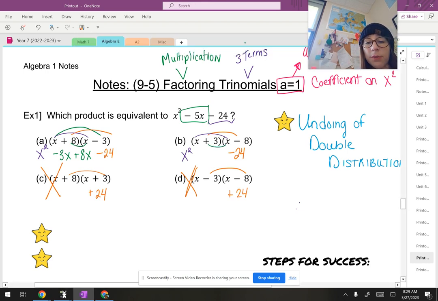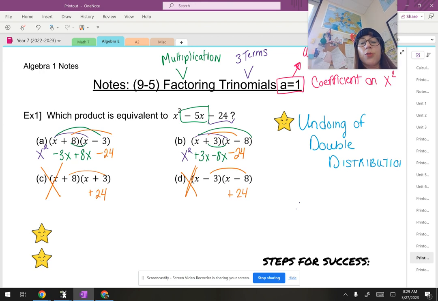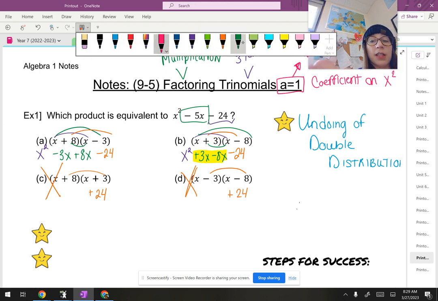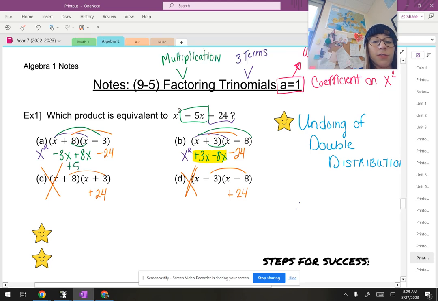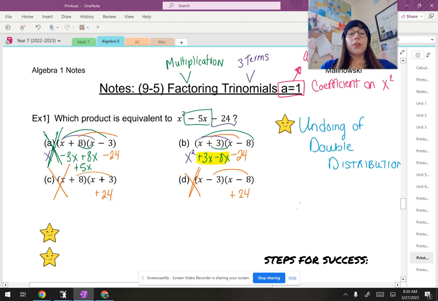And then here, we'd have a positive 3x and a negative 8x. So which one of those is going to get me to the negative 5x that I want? The one with the more negative, the negative 8. Negative 8 plus 3 is going to give me that negative 5, whereas negative 3 plus 8 is going to give me a positive 5. This results in a positive 5x, which is not what we wanted. So great unit here. You can walk away from every question knowing that you have it right by just double checking and doing that double distribution.